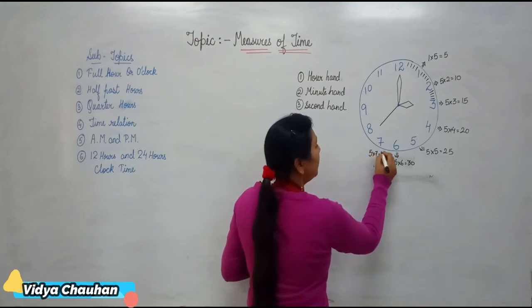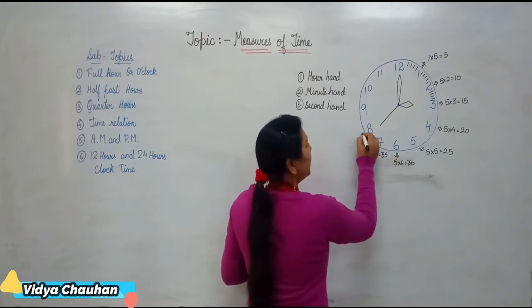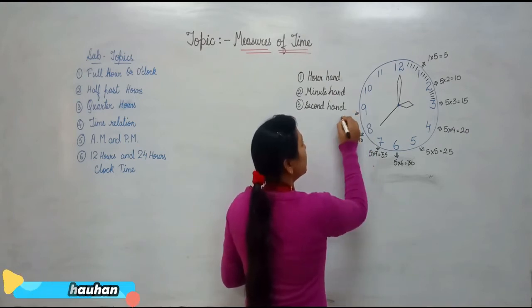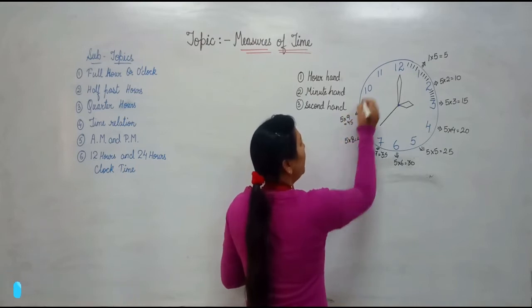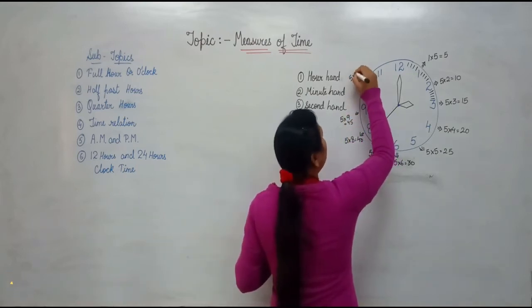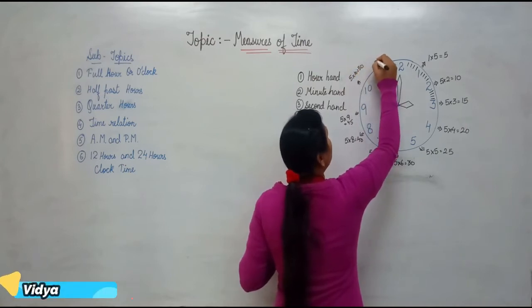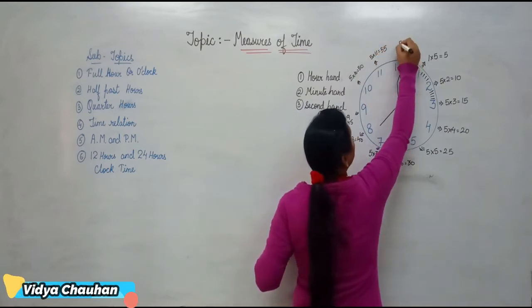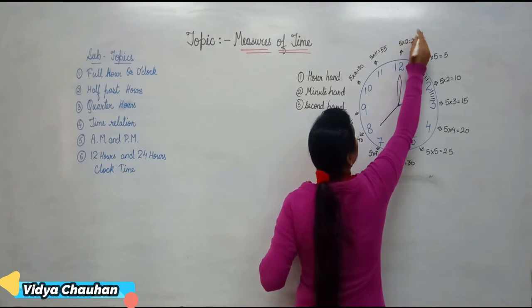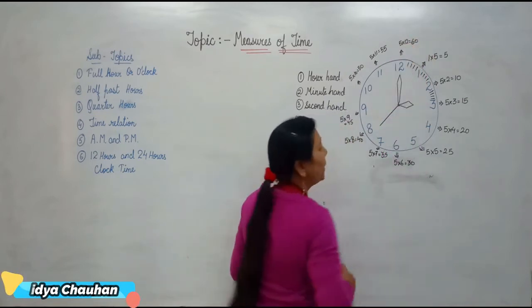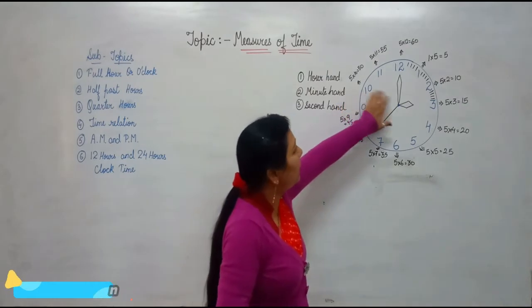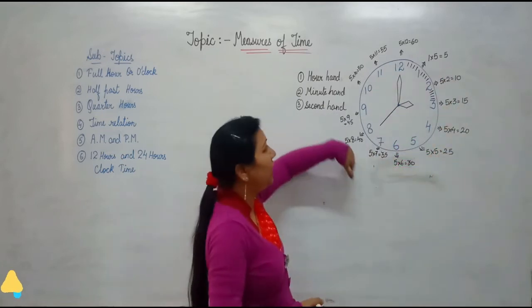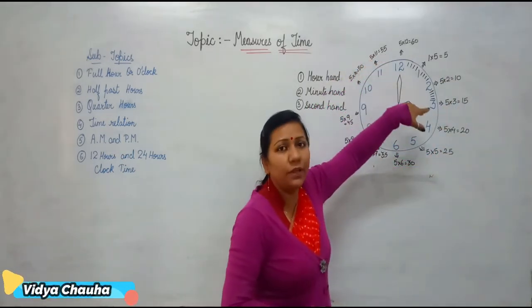5 multiplied by 7 is 35. Then 5 multiplied by 8, 40. Next 5 multiplied by 9, 45. 5 multiplied by 10 is 50. 5 multiplied by 11, 55. And at last 5 multiplied by 12 will give you 60. Clear, students? So here you can see that inside the clock the divisions are 1, 2, 3, 4 till 12, and outside the clock I have made a table of 5 by multiplying with the numbers.